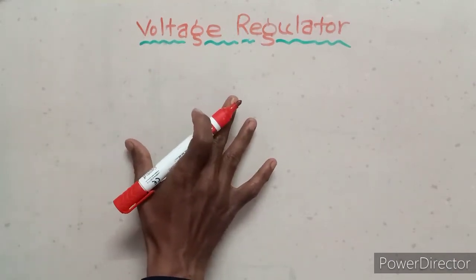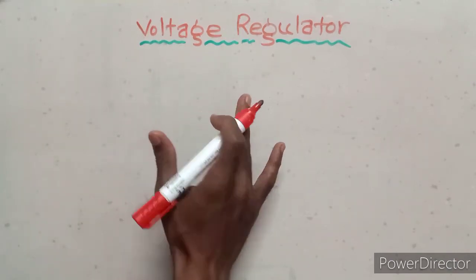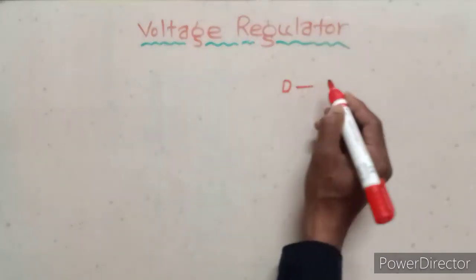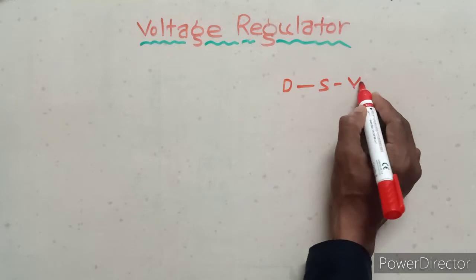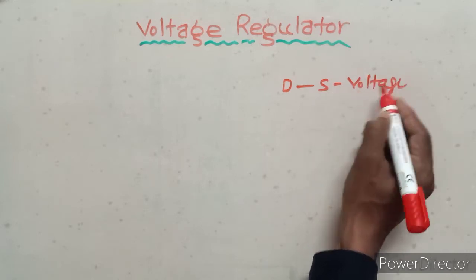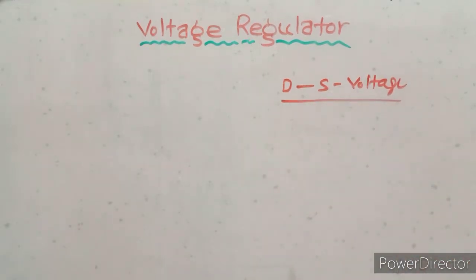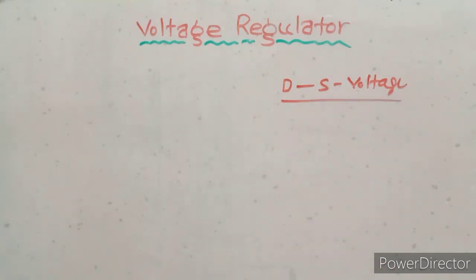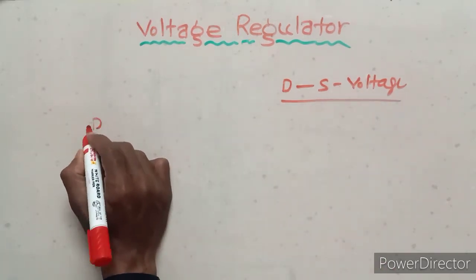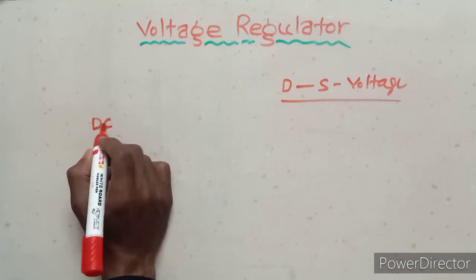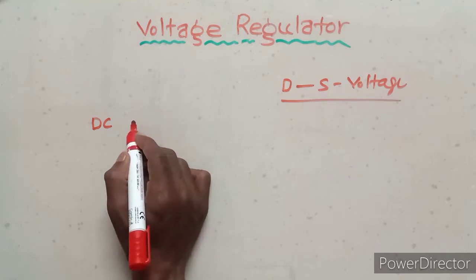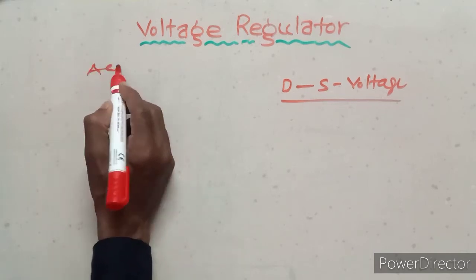Almost all electronic circuits require a direct supply voltage. This DC voltage, direct current, is obtained from AC voltage.